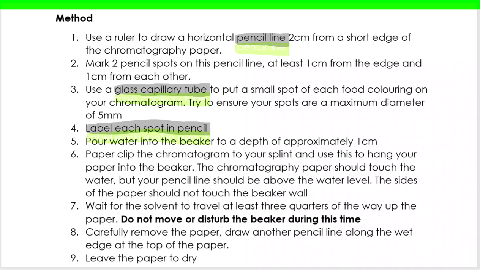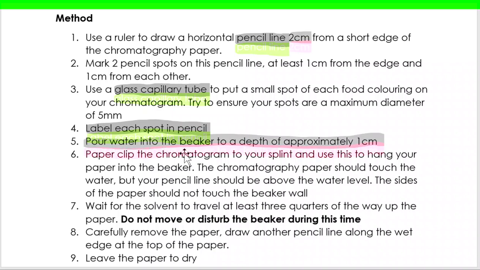We're going to label each spot. We're going to label it in pencil for the same reason we drew the pencil line in pencil. But why do we label it? Well, it's really important that once we've set up our chromatogram, we know what we are analysing. So we're going to make that clear on the chromatogram itself.